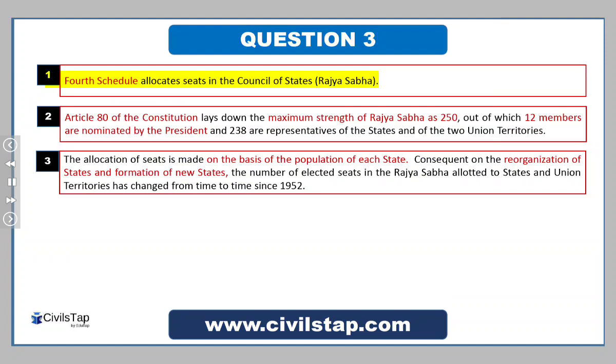Question 3. The 4th Schedule allocates seats in the Council of States, Rajya Sabha. Article 80 of the Constitution lays down the maximum strength of Rajya Sabha as 250, out of which 12 members are nominated by the President and 238 are representatives of the states and of the 2 union territories. The allocation of seats is made on the basis of the population of each state. Consequent on the reorganization of states and formation of new states, the number of elected seats in the Rajya Sabha allotted to states and union territories has changed from time to time since 1952.